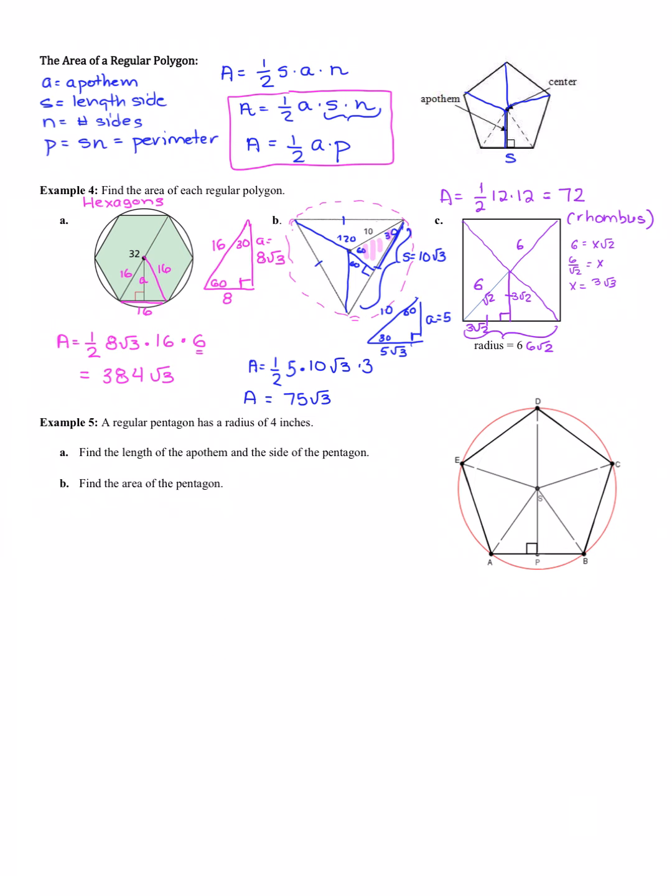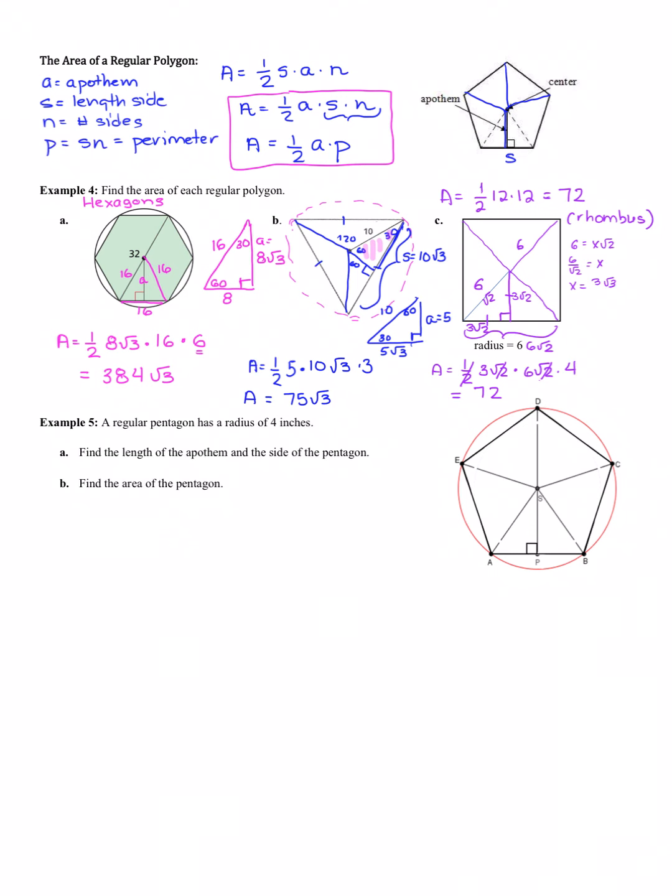Okay, now let's do our area equals 1/2. The apothem is 3 rad 2. The length of a side is 6 rad 2, and we have 4 sides. So rad 2 times rad 2 is 2, and that's going to cancel with the 1/2. So then we just have 18 times 4, which, guess what, is 72. But that was so much more work.